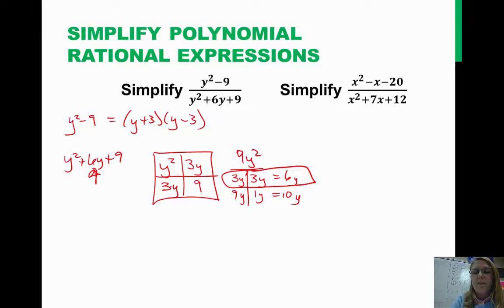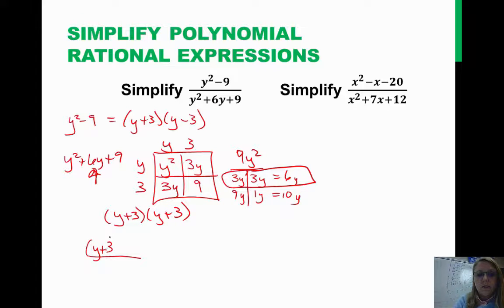And now if we factor out our common factors in both the rows and the columns, we have a y and a 3. We have a y and a 3 here. So our factored form of this is y plus 3, y plus 3. So let's rewrite our original rational expression. We have y plus 3, y minus 3, over y plus 3, and y plus 3. So now, because I have it factored like this, notice that I have a binomial that's the same on both of them, and I can cancel those out. So I am left with y minus 3 over y plus 3.